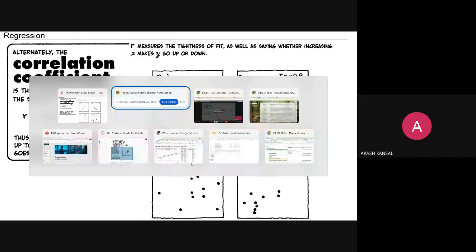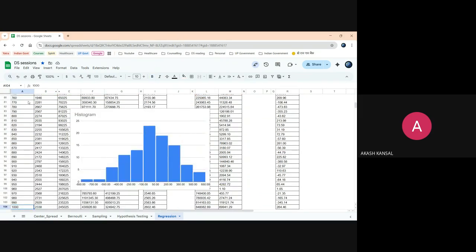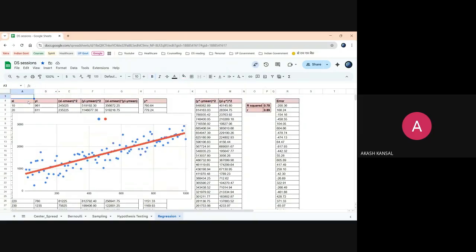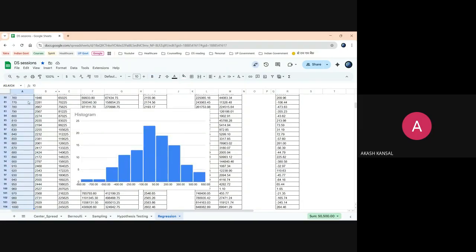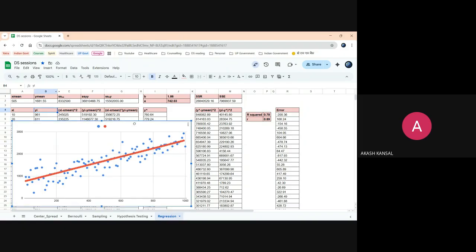Okay, so let me take you through a working example. From row number 4, we have 100 values of x and 100 corresponding values of y, which we call xi and yi. They are both plotted on this graph, and the blue ones are the xi and yi's.